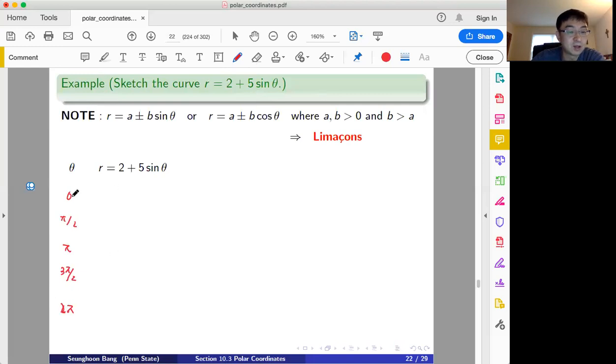So you can plug. You plug 0, sine of 0 is 0, only 2. You plug pi over 2, 2 plus 5 sine theta is 2 plus 5, 7. You plug pi, sine pi is 0, 2 plus 0 is 2. 3 pi over 2: 2 plus 5 times minus 1, negative 3. You plug 2 pi, sine of 2 pi equals 0, only 2. We have these numbers.